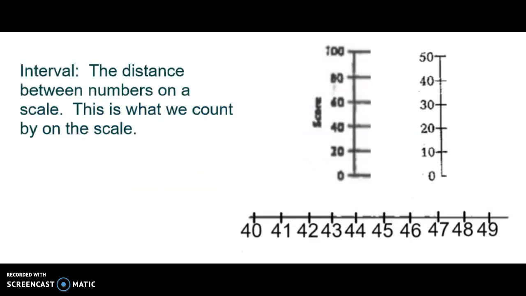Okay, our second new piece of vocabulary is the word interval. And interval is the distance between numbers on a scale, and this is what we count by on the scale. So I'm using the same scales that I had on the last slide, and looking at this, now we need to figure out what are we counting by, or what are the numbers moving up in increasing by. So when I look at this first one, it's going from 0 to 20, 20 to 40, 40 to 60. So that is counting by or having an interval of 20. So I'm counting by 20s each time.